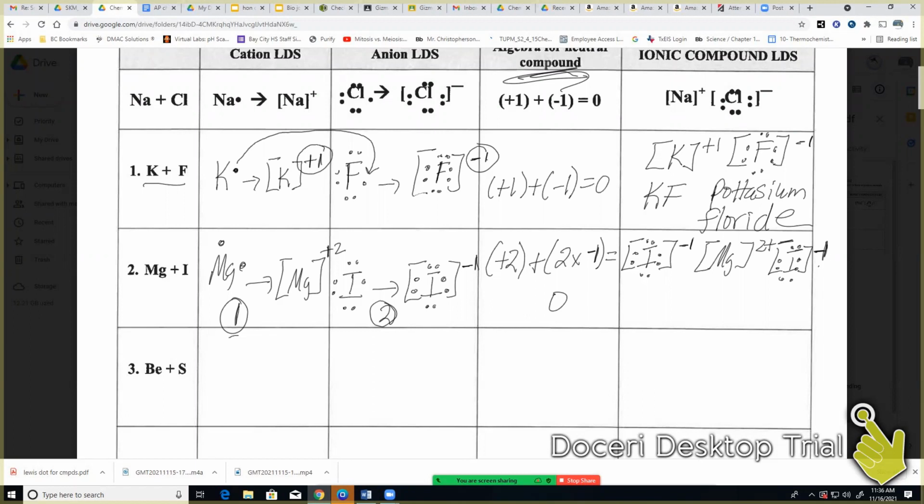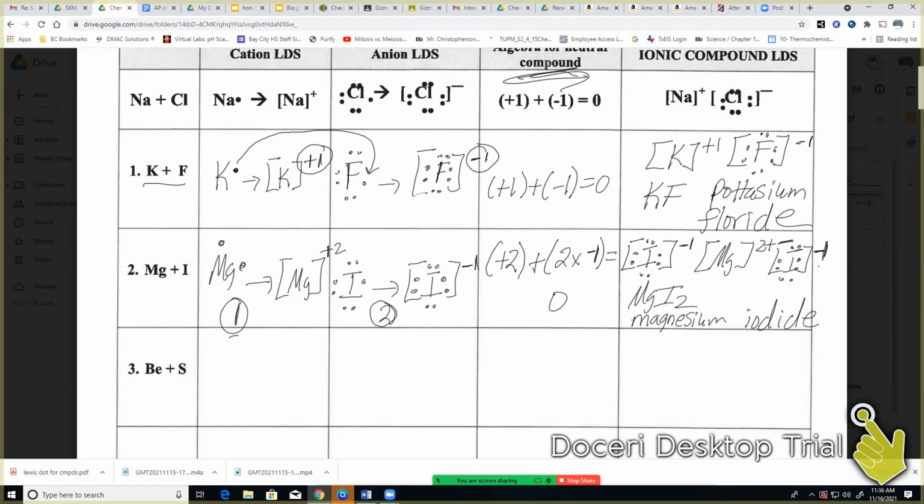So what would my formula be? MgI2, exactly. Mg always goes first, and I had to use 2 of my iodine, so it got a subscript of 2. To name it, magnesium doesn't change. And instead of iodine, this becomes iodide. Kind of sounds a little weird. And that would be your complete ionic compound on that one.